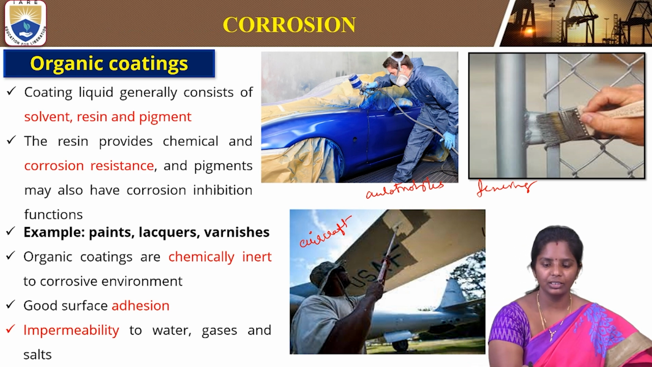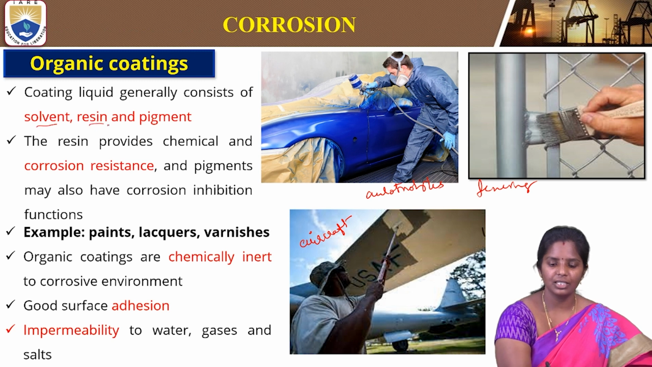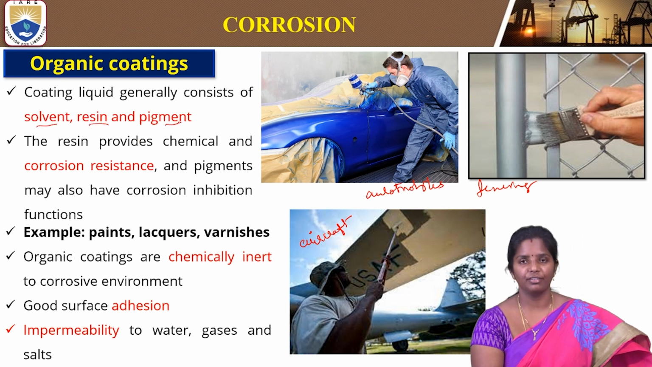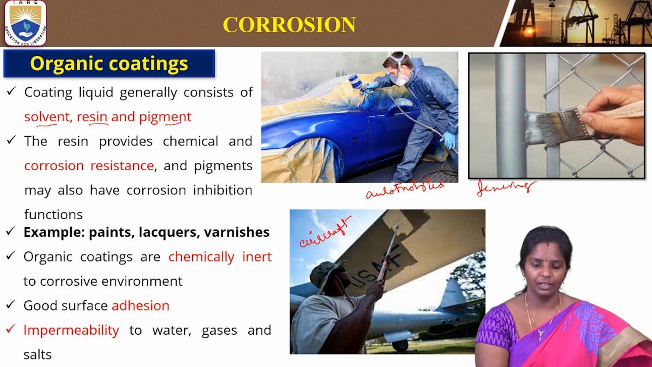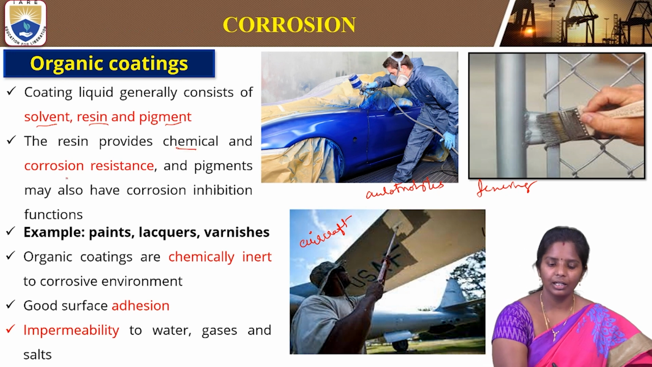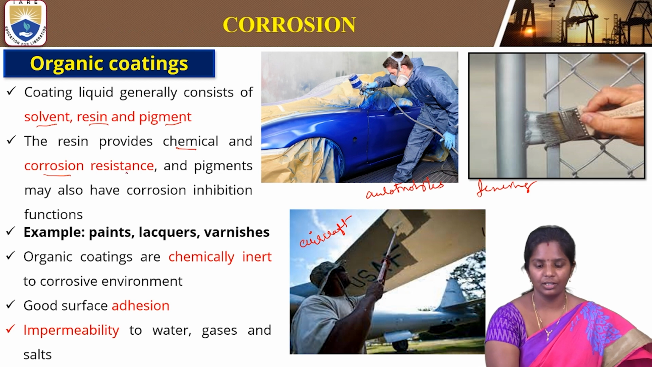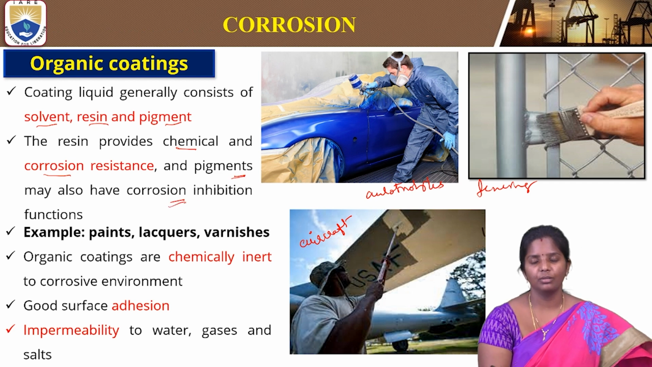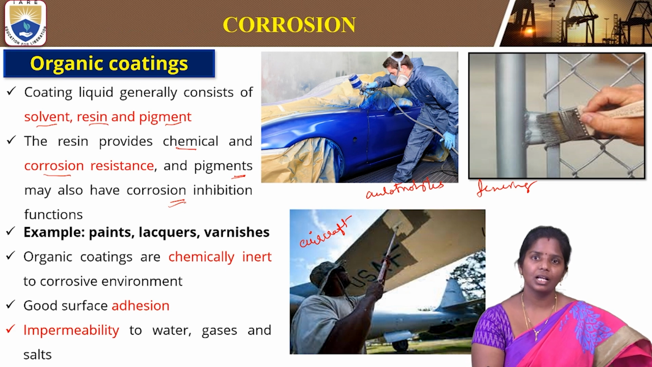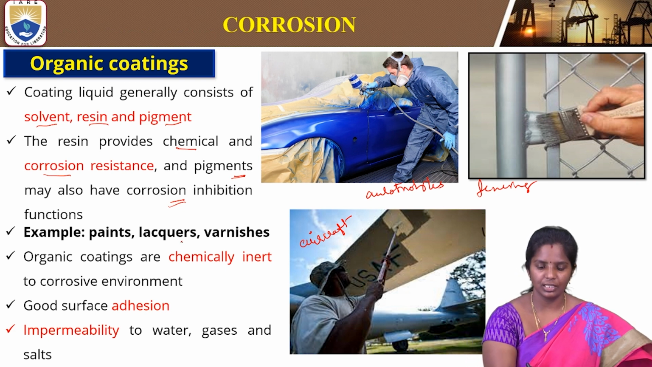So the coating liquid generally consists of a solvent, a resin and a pigment. The resin provides chemical and corrosion resistance. This resin will act as a chemical and corrosion resistant, and pigments may also have a corrosion inhibition property. So examples are paints, varnishes, lacquers, etc.